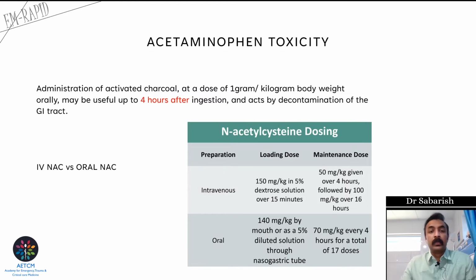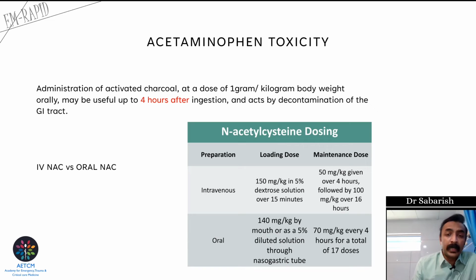Yeah. So, as you told, regarding the management of acetaminophen toxicity, the one thing which has been proven to be useful is that if the patient presents within early hours of ingestion, that is definitely within 1 hour, or at least within 4 hours of ingestion, there could be a role of activated charcoal. The recommended dose is 1 gram per kilogram body weight.